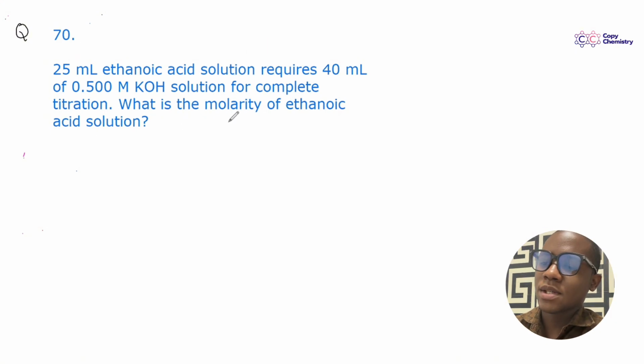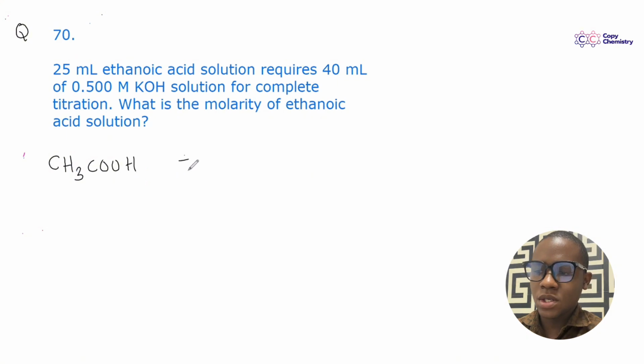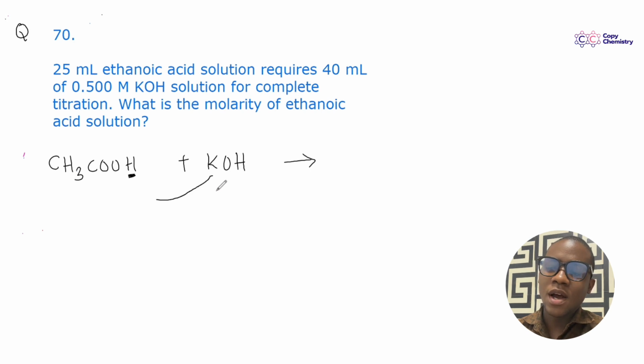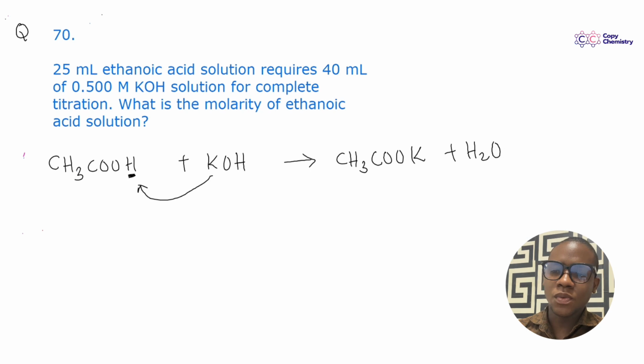So let us write an equation for this reaction first. Ethanoic acid, that's CH3COOH, reacts with sodium. Oh, that's not sodium, that's potassium. It's potassium hydroxide. What will be formed? We're going to have this H going out, and then this K comes into that position. So that means we have CH3COOK, and then we have H2O.